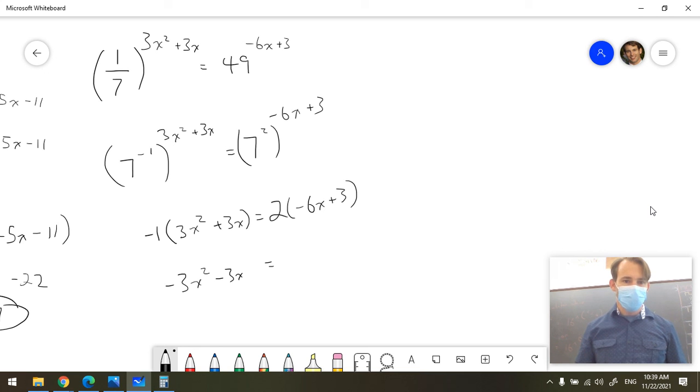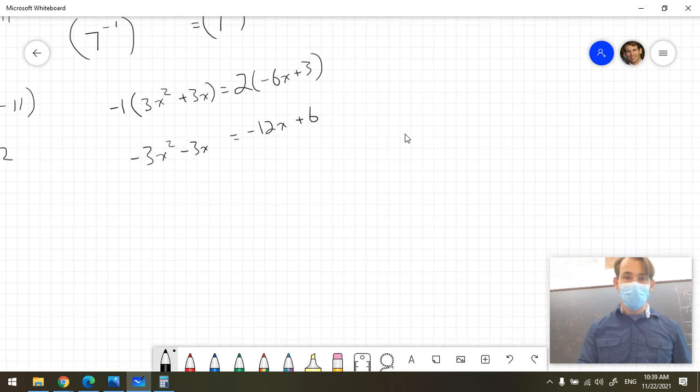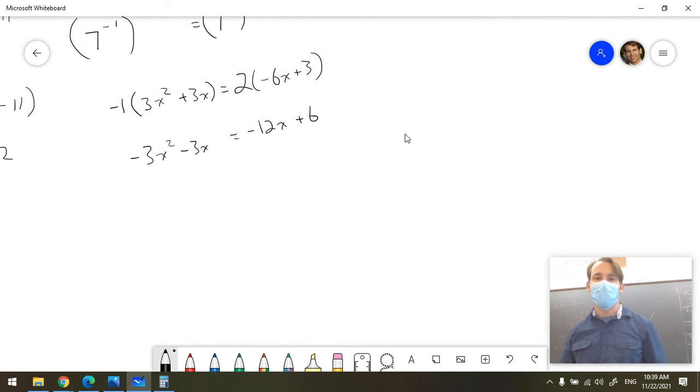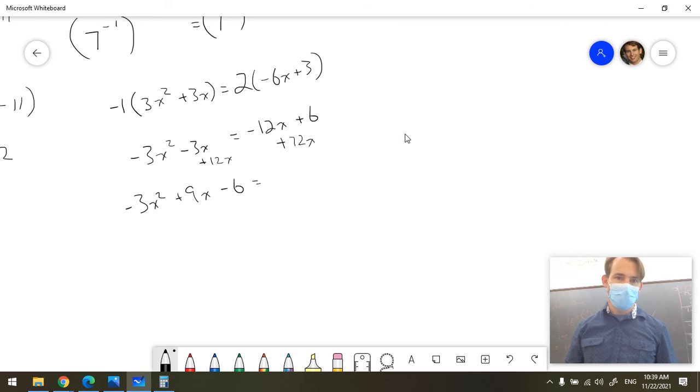minus 3x is equal to negative 12x plus 6. Wouldn't it be nice if that were just written as a quadratic that I could solve, like with quadratic formula or something? Okay, so let's do that. Let's add 12x to both sides and subtract 6 from both sides. So then we'll have negative 3x squared minus 3x plus 12x, because I'm going to add 12x to both sides. So that's 9x, and then minus 6 is equal to 0.